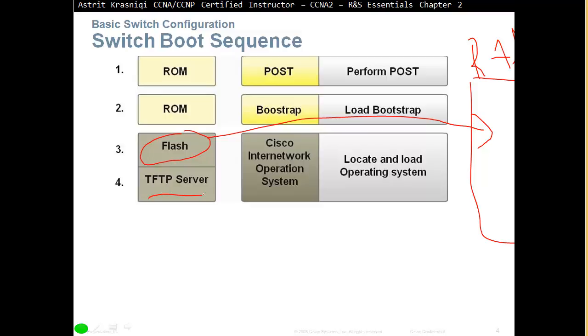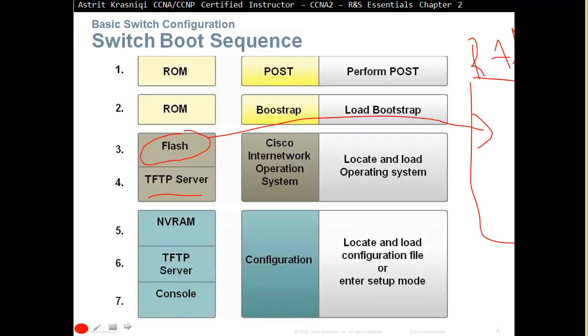After you load the operating system, then we go to the NVRAM. So go to NVRAM and locate and load the configuration file. We call it a startup config. So the switch will go to the NVRAM, locate the startup configuration file and load it into RAM. Now when we load it into RAM, it's called a running configuration file. So here is a startup configuration file. When we load it to RAM, it's the running configuration file.